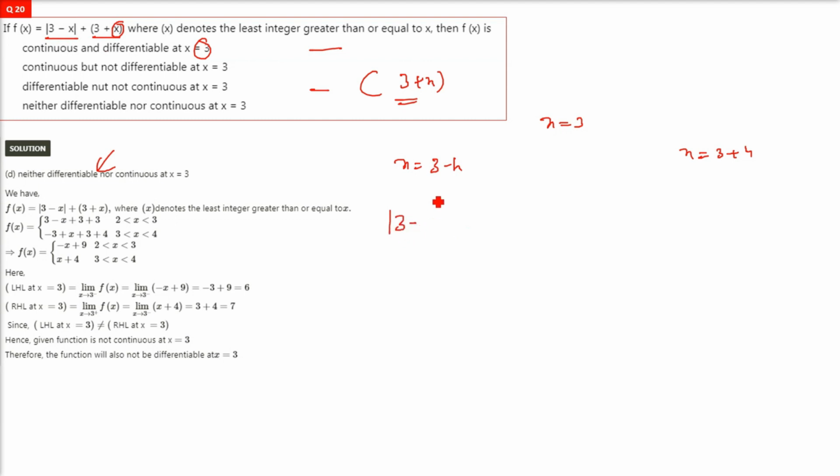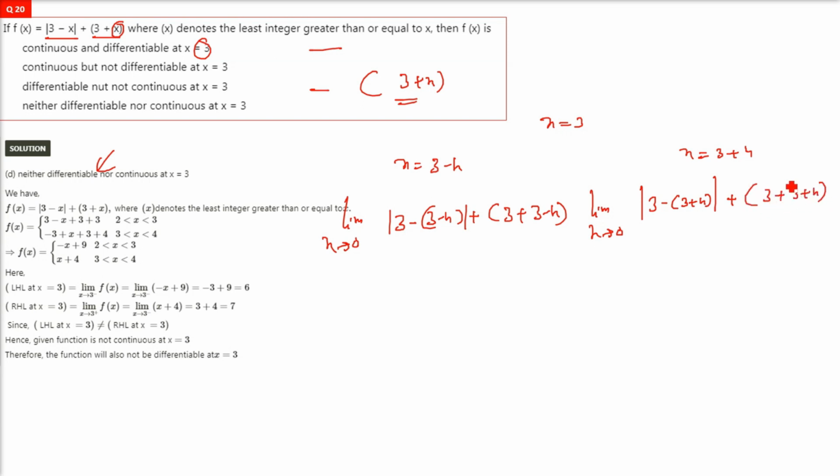So we have this 3 minus h, just replace wherever x is by 3 minus h. Plus, this is 3 plus x, so in place of x, replace it by 3 minus h: 3 plus 3 minus h. But remember, this round bracket is not a simple round bracket. It is a least integer function. Now limit h tends to 0, and the right hand also, to check the continuity. So we put 3 plus h in place of x, and plus again 3 plus x, so in place of x, replace it by 3 plus h.